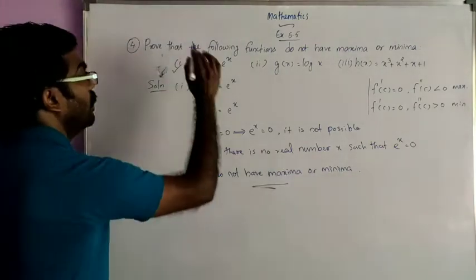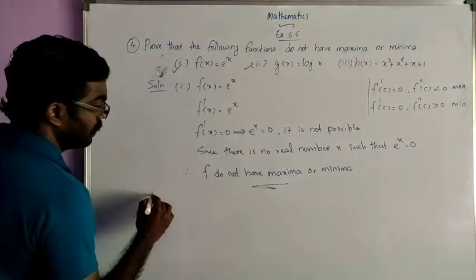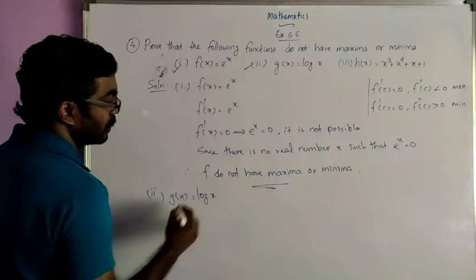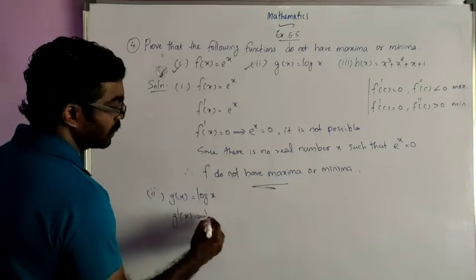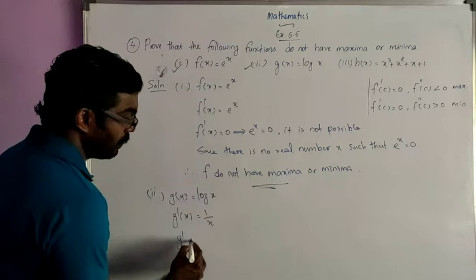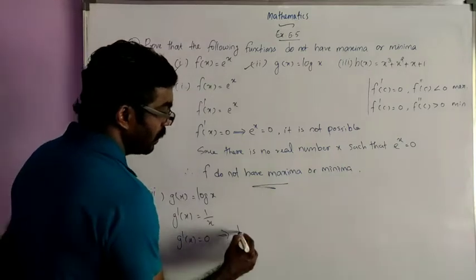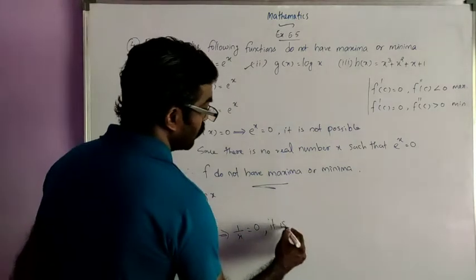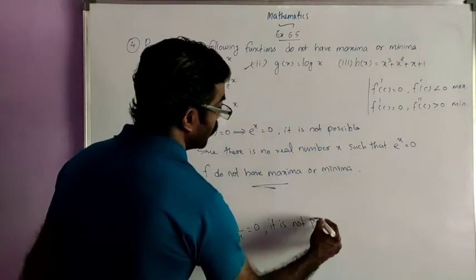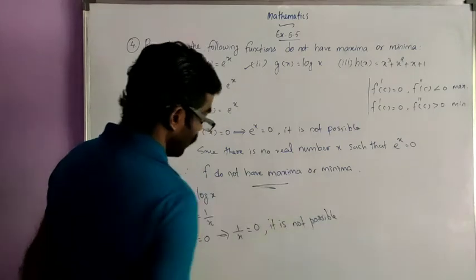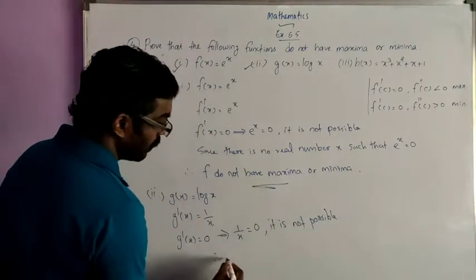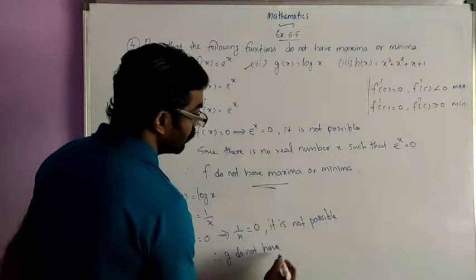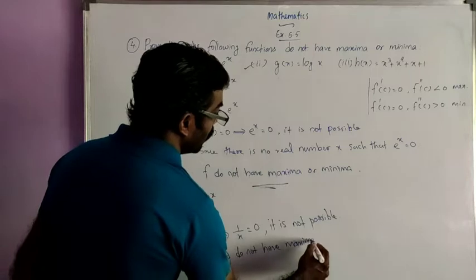Okay. Similarly, we can take the second part. Second one is g of x is equal to log x. So here g dash of x is equal to 1 by x. So g dash of x equal to 0 implies 1 by x is equal to 0, and it is not possible. So what we can conclude? Therefore, the function g do not have maxima or minima.